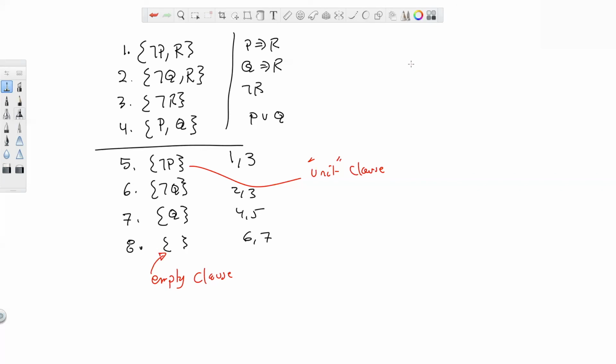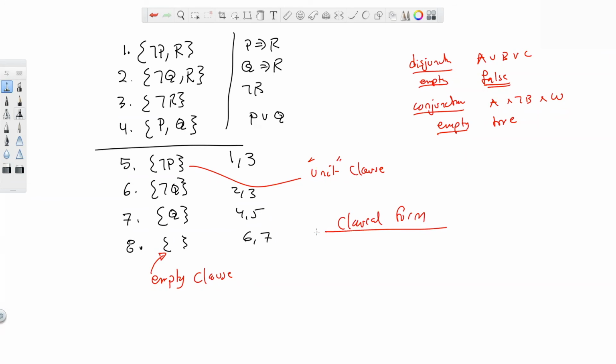If you have a disjunction like A or B or C, an empty disjunction is false, because basically this is the identity element for disjunction. If you have a conjunction like A and not B and W, an empty conjunction would be true. So an empty clause is an empty disjunction, so it's falsehood. Now, having said that, in our clausal form, if I had an empty clause, that would be false.